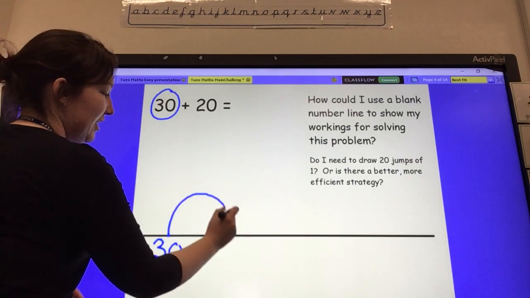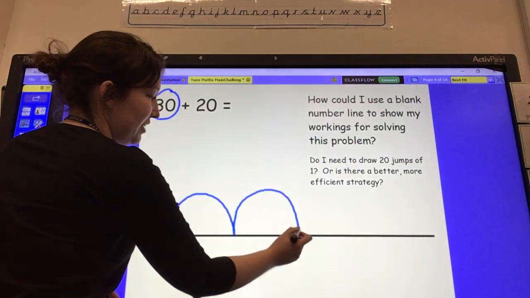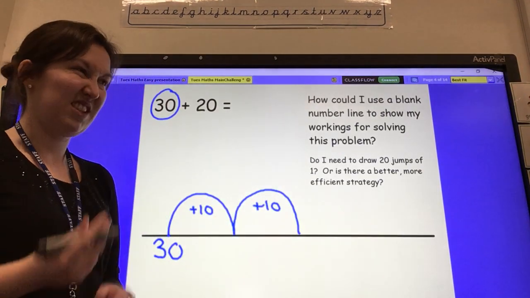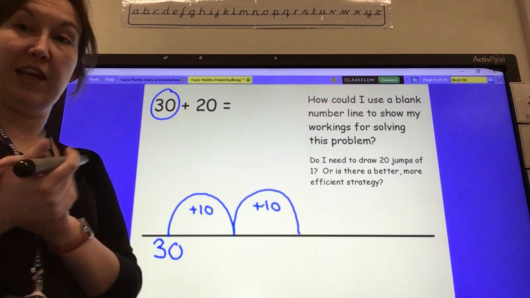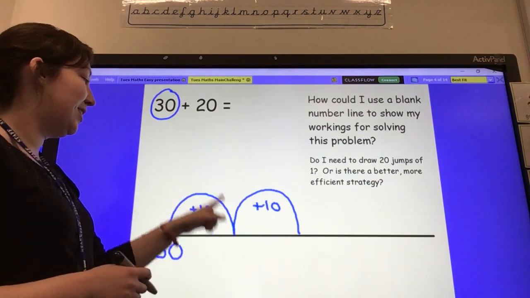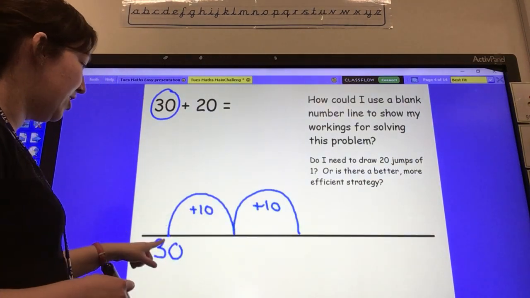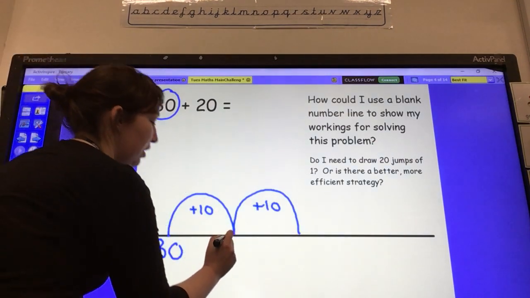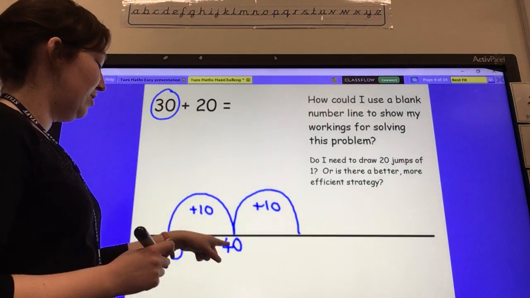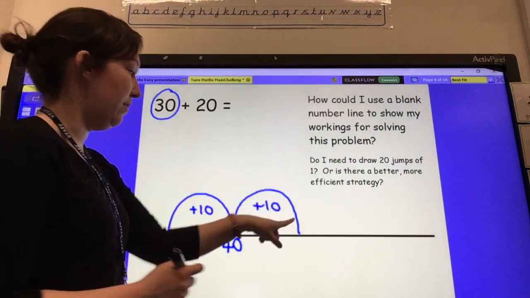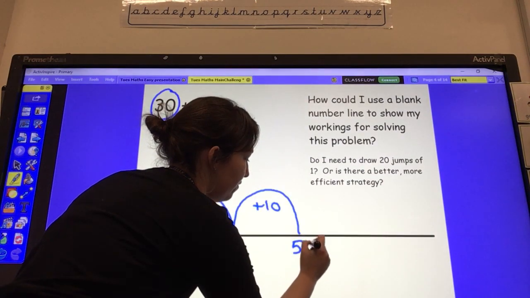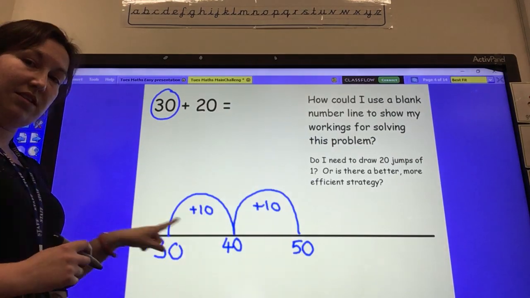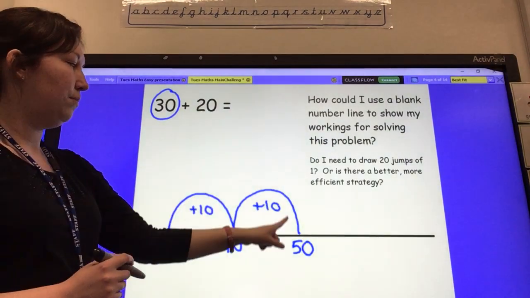So I'm going to go 10, 20, and I'm just going to label it with adding tens to remind me, because that's really useful when we get onto some trickier maths later on this year. So 10, add on another 10, so 30, add on 10, what would be that number underneath? 30, add 10, equals 40. 30, 40, 50.